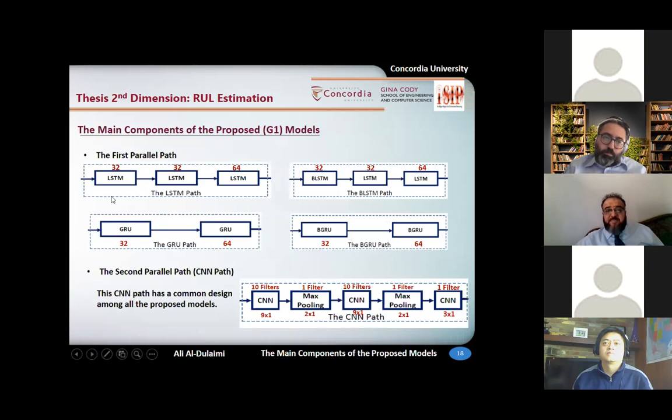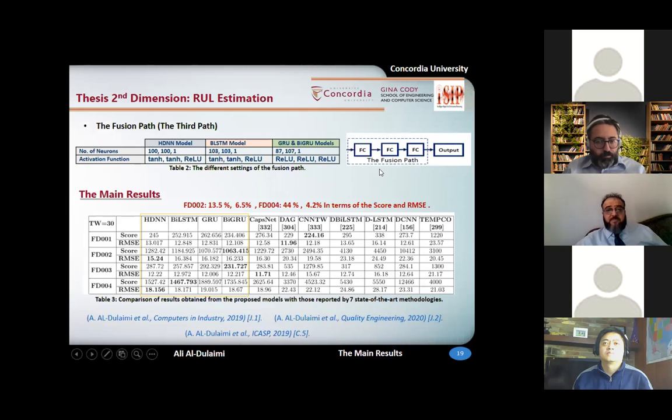In this part, we can see the main components of each parallel path. We can see that we have used different settings with different values. While the second parallel path, as I said, has a common design among all the proposed models, which is based on 3 CNN layers and 2 max pooling layers. The third path, which is the fusion path, is used to combine the results from the two parallel paths. It's a common design, but based on three different settings, as you can see.